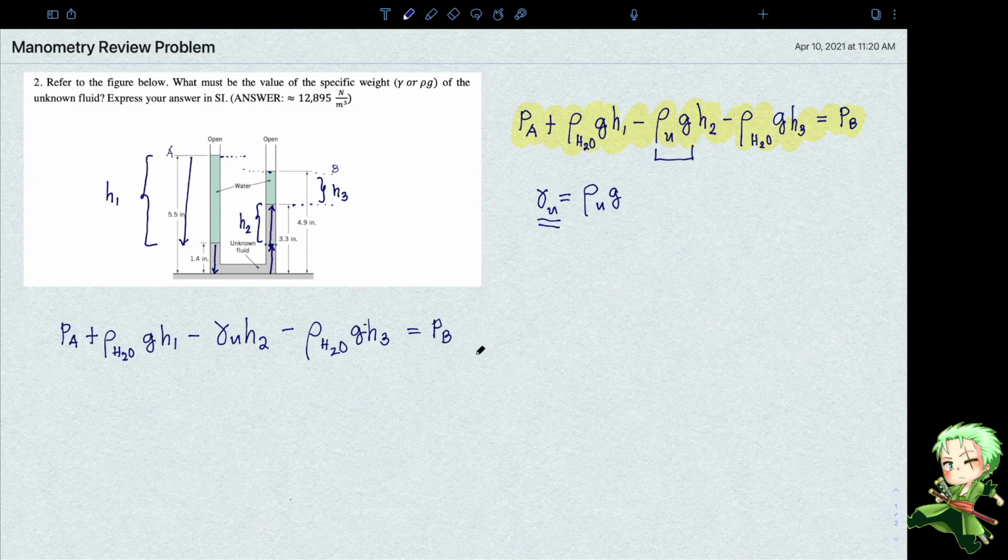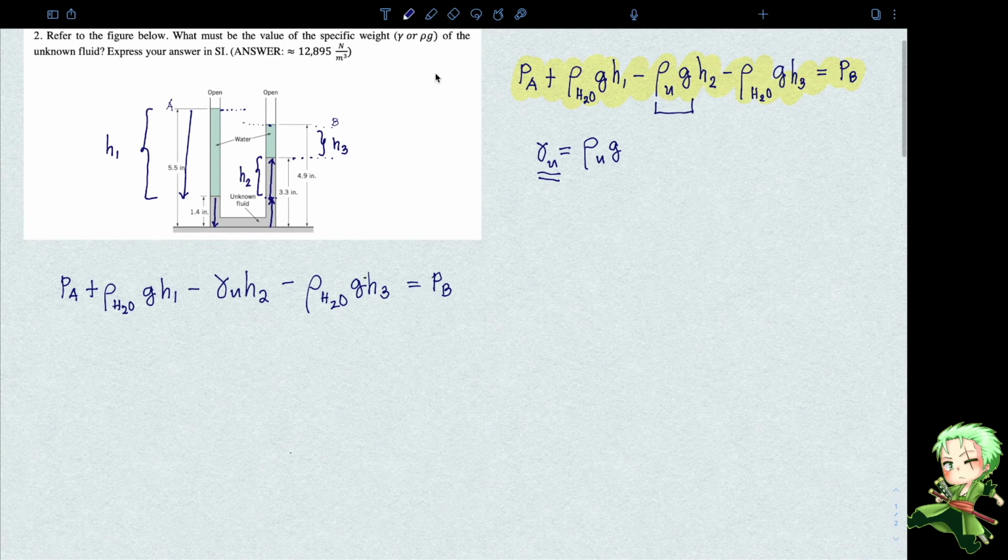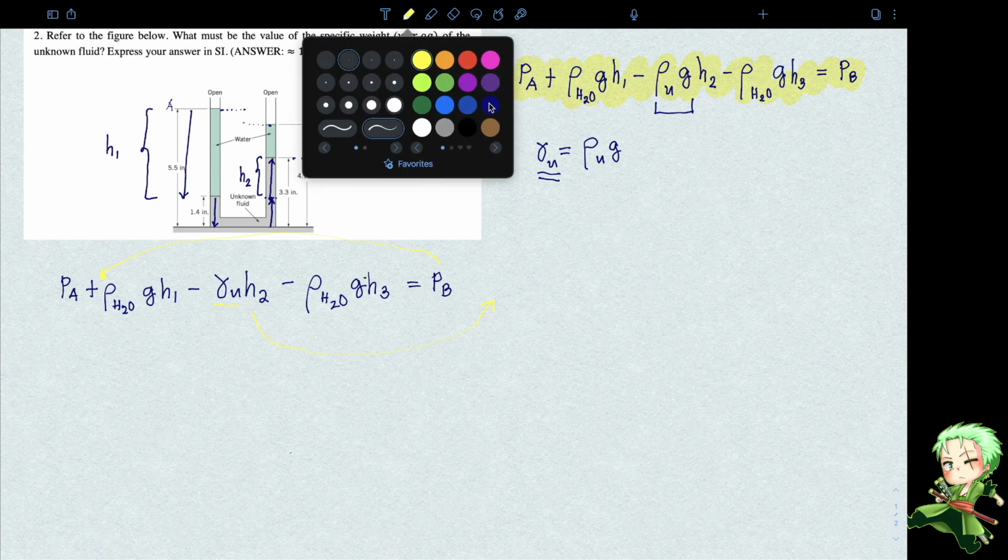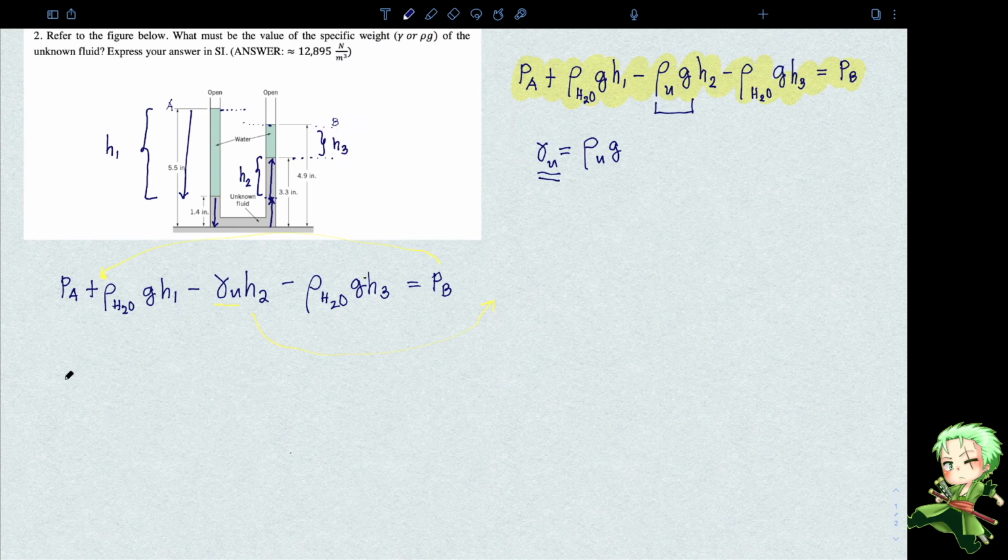The next step that I am going to do in this case is I want to have an expression where this term gamma U is isolated. It means I will transpose this to the opposite side of the equation. At the same time, this P sub B will be transposed to the opposite side of the equation. And when I do that, I'll have a simpler looking equation, which will be P sub A, and I will take into account PB that I transpose here.